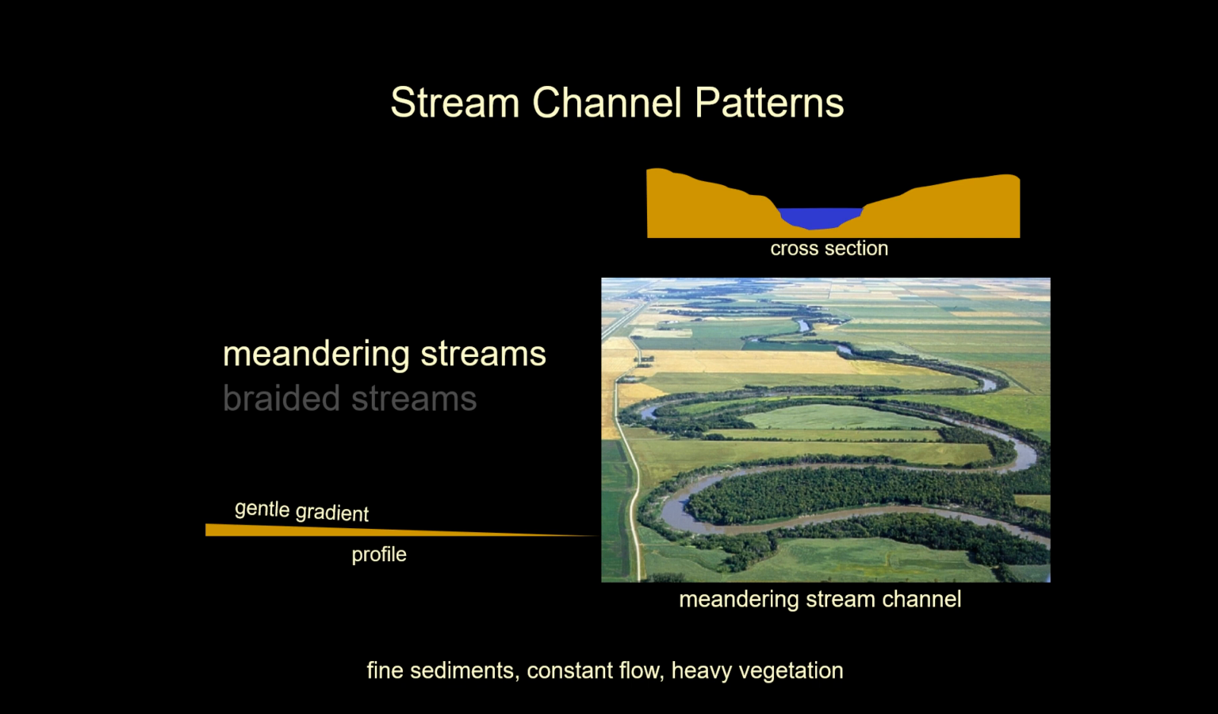So a meandering stream channel, I'm sort of showing the cross section here from the side, and then also the profile of a meandering channel. But it's where you have a single channel. You see in this example, surrounded by vegetation, it meanders around just within a single channel. This particular type of stream, as I say on the slide, has fine sediments, constant flow, and heavy vegetation around it.